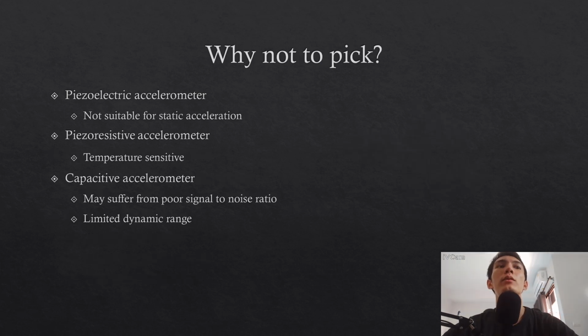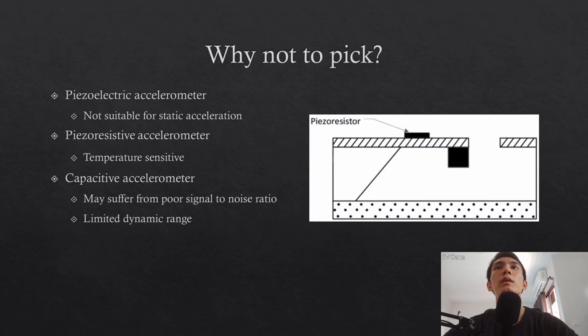And why not to pick? A piezoelectric accelerometer is not suitable for any static acceleration application. A piezoresistive accelerometer is not suitable for a high temperature application because it is temperature sensitive, due to the thermal expansion of the cantilever beam or the piezoresistor itself, which may cause an elongation and may cause errors and give us false information.